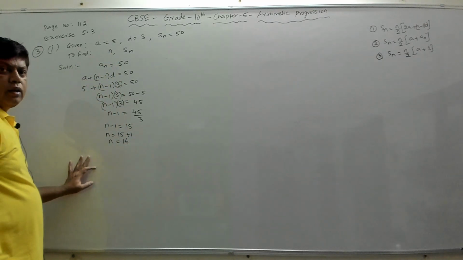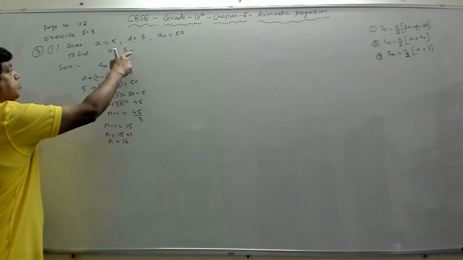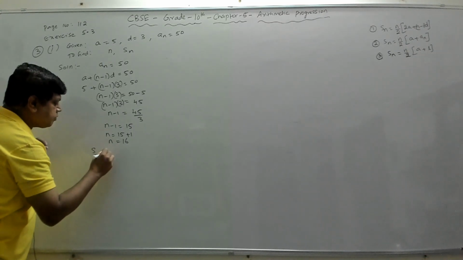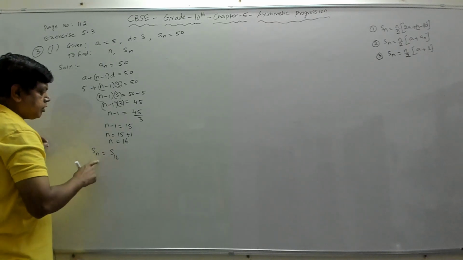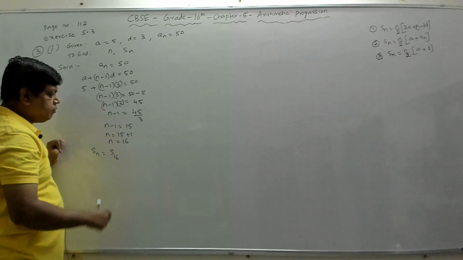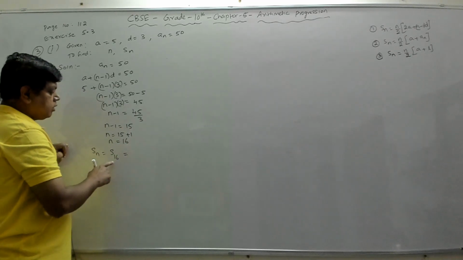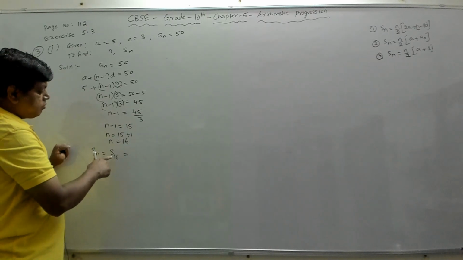Now we should find Sn. We know n is 16, so we should find S16, because n is 16. N we have found as 16, so Sn means we should find S16. What is the formula for Sn?